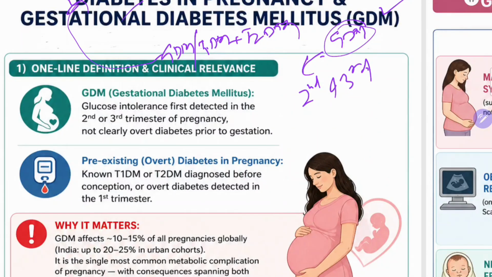So diabetes mellitus in pregnancy is a broad term which encompasses both gestational diabetes mellitus as well as a woman with type 1 diabetes mellitus or type 2 diabetes mellitus who is pregnant. Whereas gestational diabetes mellitus is a diabetes which develops during pregnancy. Okay, that one clarification was needed.